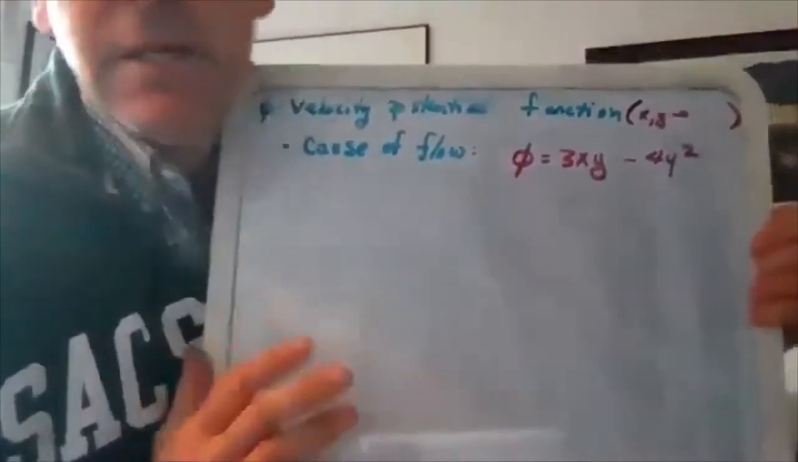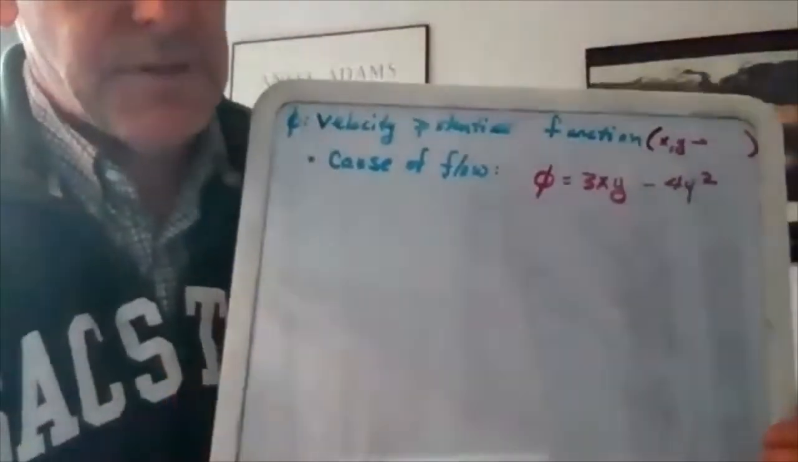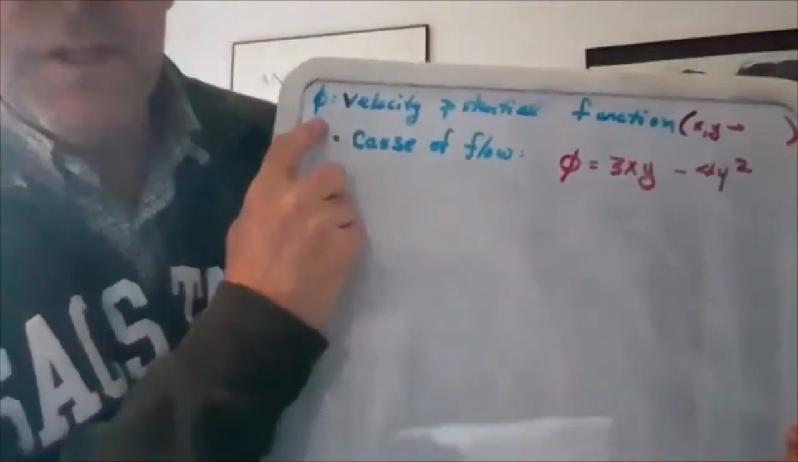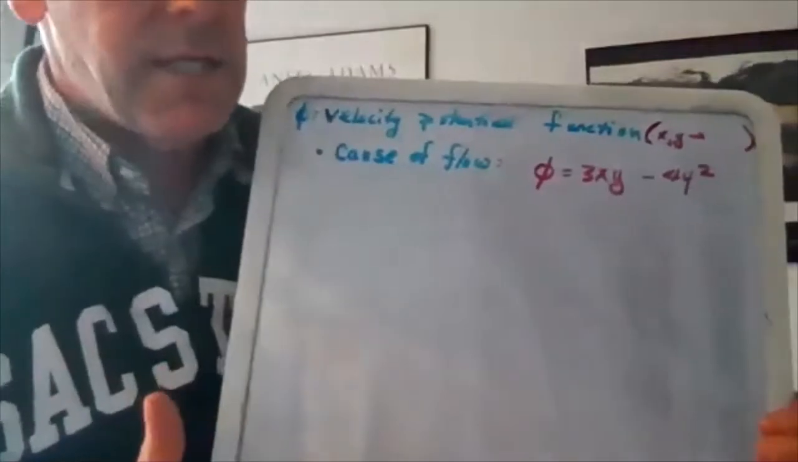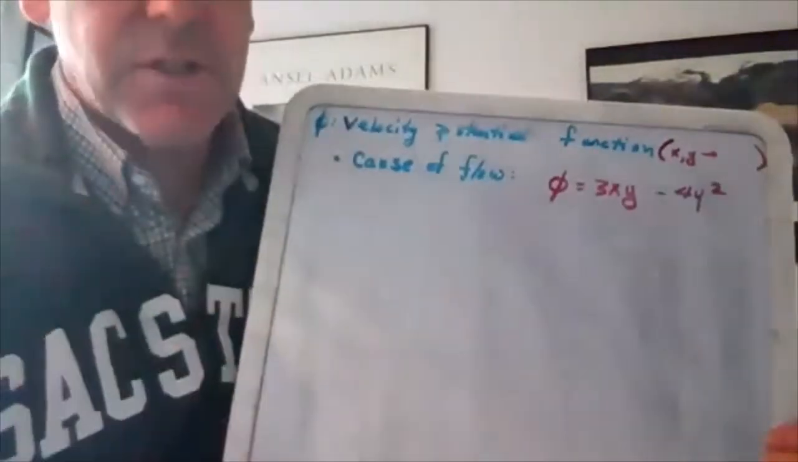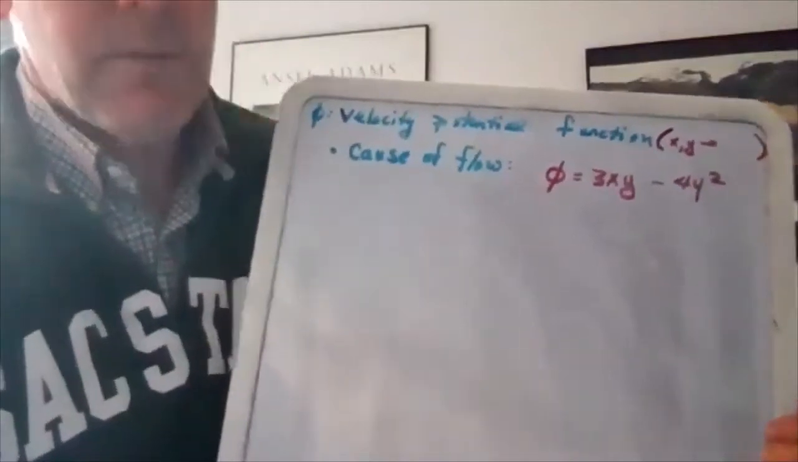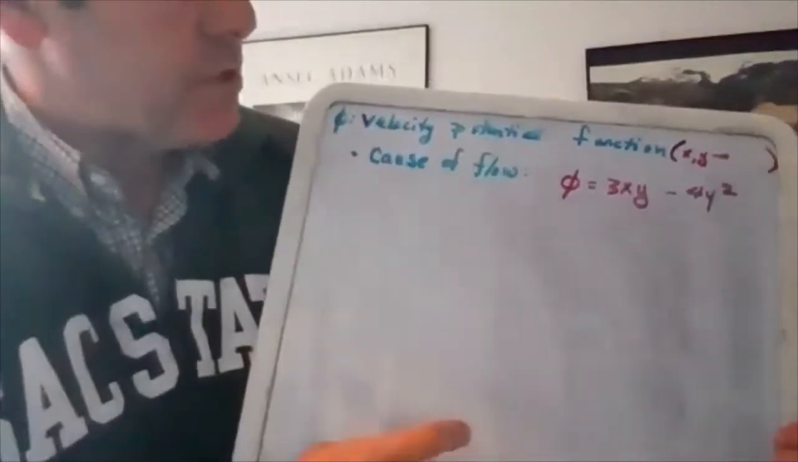All right, so the second new idea for today is about this velocity potential function, phi. The first idea was, what really is that stream function telling us? It's giving us an expression that we can use for streamlines, and now we want to work on what this velocity potential function is telling us.